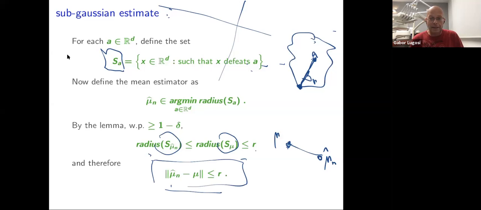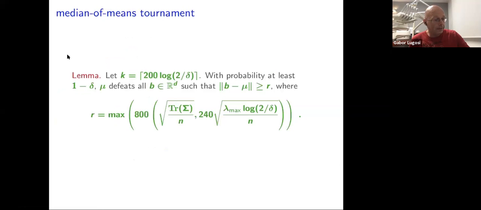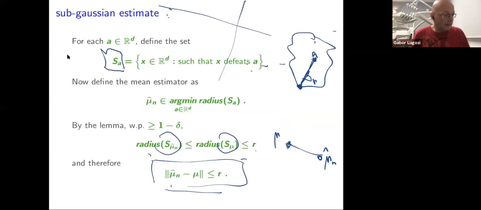This remains to be proven, and let me show you very quickly a sketch of how one can prove this. What we need to prove is that the true mean will defeat every other point, with probability 1 minus delta. The true mean will defeat every other point that's farther than this quantity.